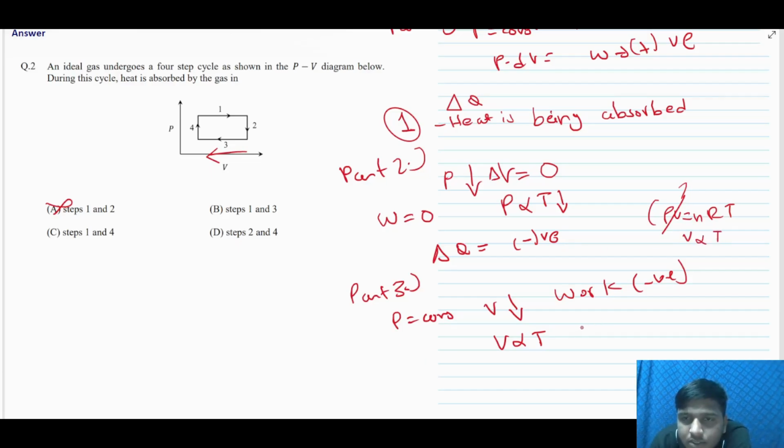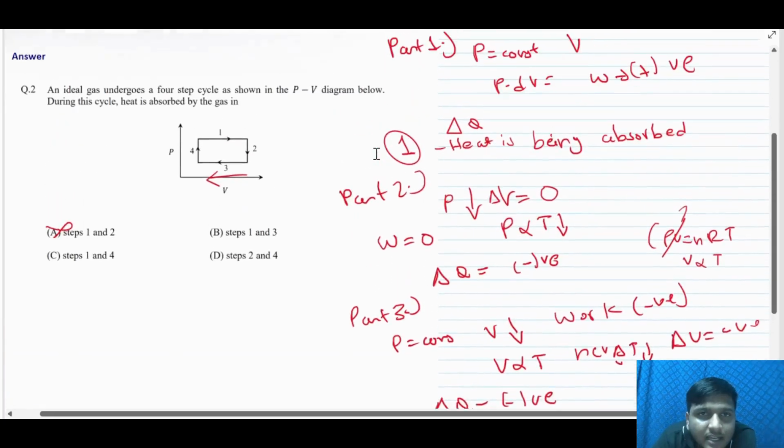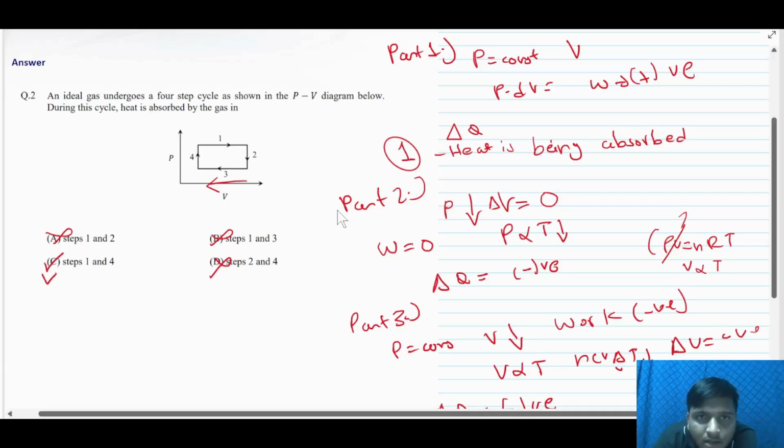Using this, we can also see that in nCv delta T, delta T is again negative, which means internal energy delta U is also negative. Negative plus negative will always give negative. It means that here also the energy is being released. So in part 3, delta Q is negative. We can eliminate options from here, but we'll solve further also. This is cancelled here. So we know that our answer is C, but let's solve part 4 also.